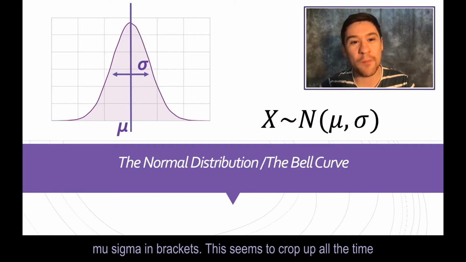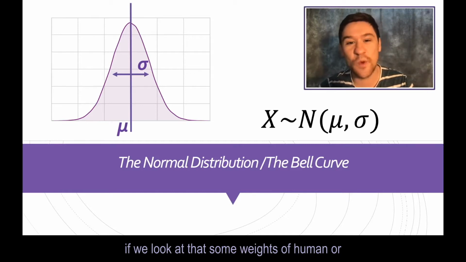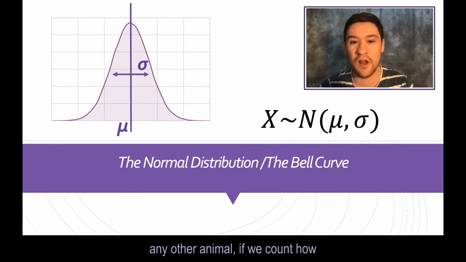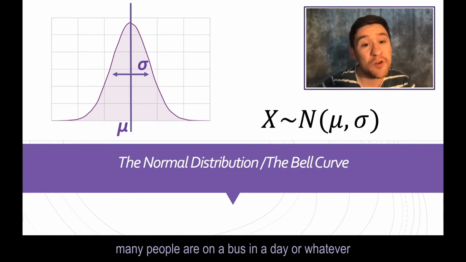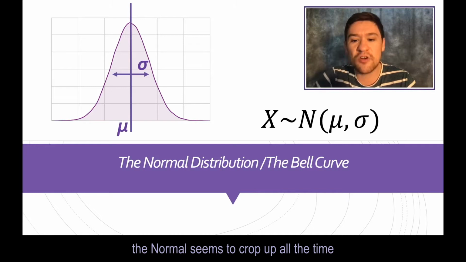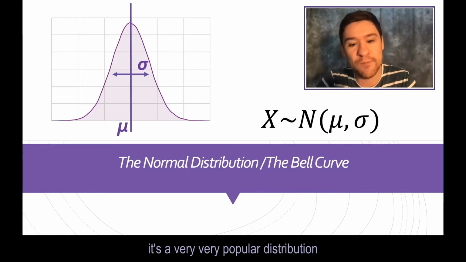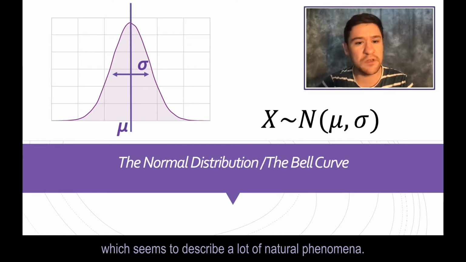This seems to crop up all the time. If we look at the heights and weights of humans or any other animal, or if we count how many people are on a bus in a day, the normal distribution seems to crop up all the time. It's a very, very popular distribution which seems to describe a lot of natural phenomena.